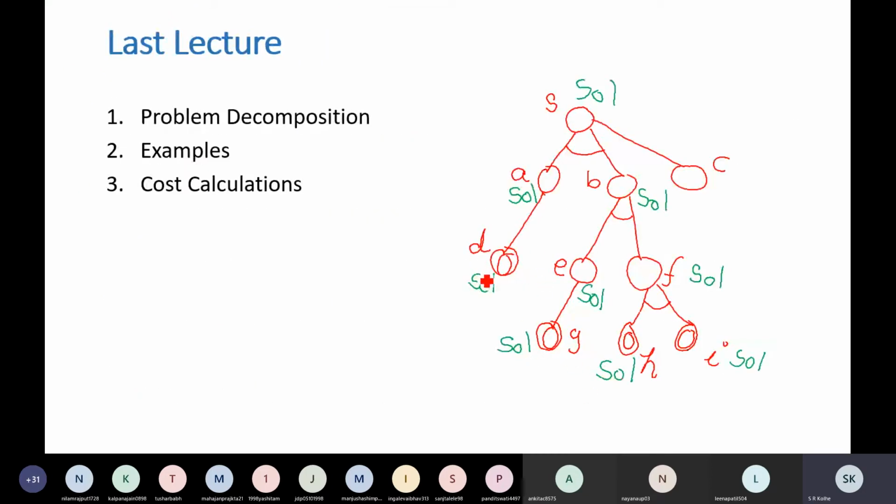For example, come over here. G is solved. So because of that, E will become solved. Then check whether B can become solved or not. Right now, not. So for B to become solved, F should be solved. To make this F solved, H and I should be solved. Same thing.